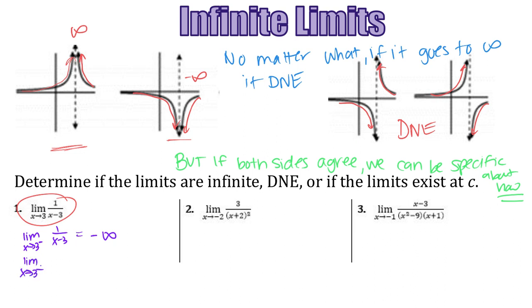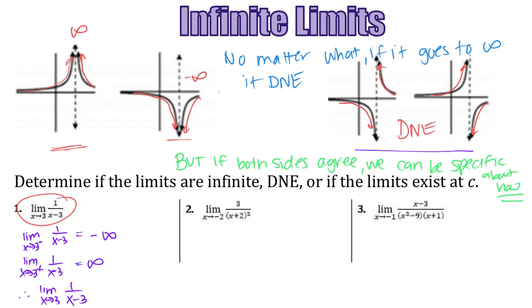If we approach 3 from the right, we're going to get something positive, right? Something bigger than 3 minus 3 is going to be something positive. What that means is this overall limit as we approach 3 just doesn't exist. It's like one of these graphs up here where it's not approaching the same infinity from both sides.